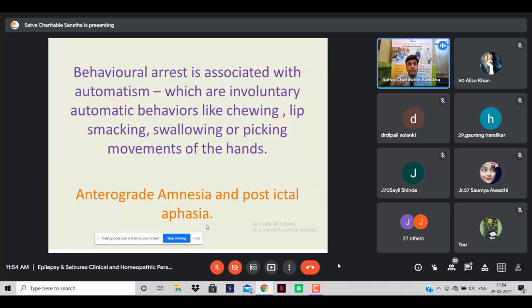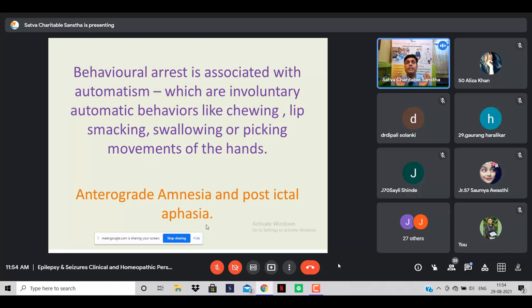Even when there is a behavioral arrest, there may be a point where the person will start doing certain movements time and again, like blinking eyes, or chewing movements, or some pecking, or smacking of lips, or swallowing, or picking movements of the hand. So these are all transient phases which develop, and these movement abnormalities are seen, and there is anterograde amnesia and post-ictal aphasia.